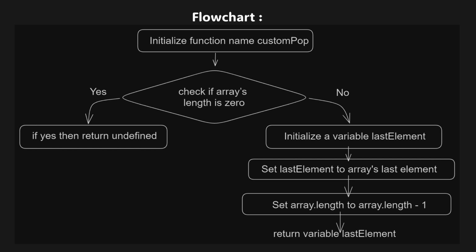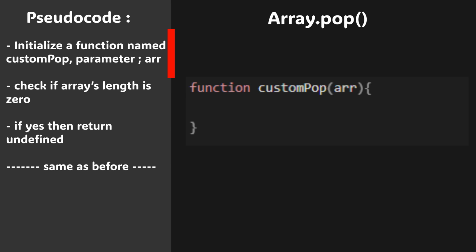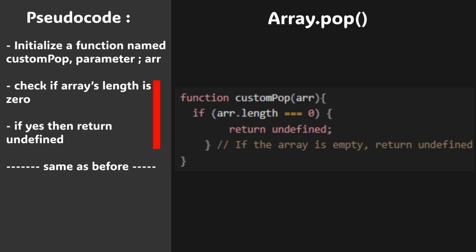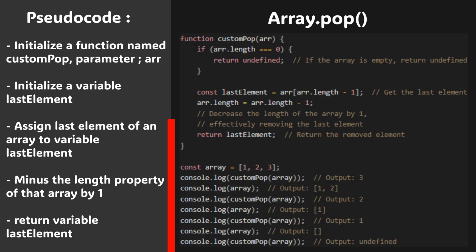Now let's code it up with JavaScript. Initialize a function named custom_pop with parameter arr. Check if the array's length is 0. If yes, then return undefined. Assign the last element of the array to the variable lastElement, and decrease the length property of that array by 1. Return the variable lastElement.